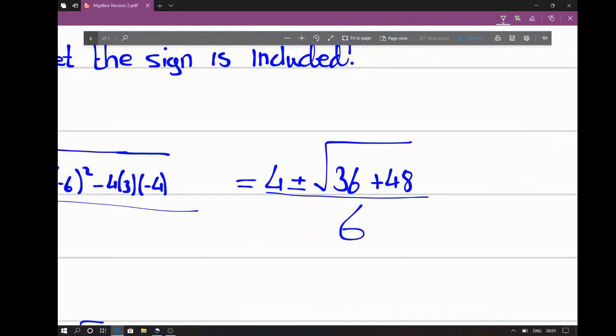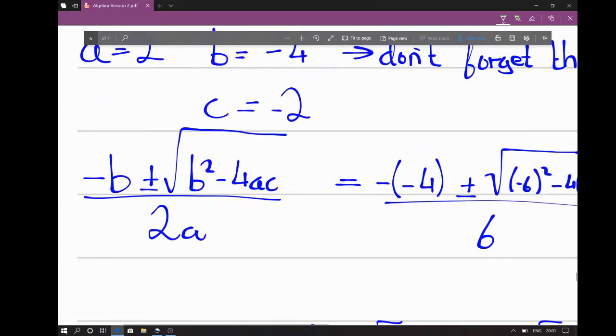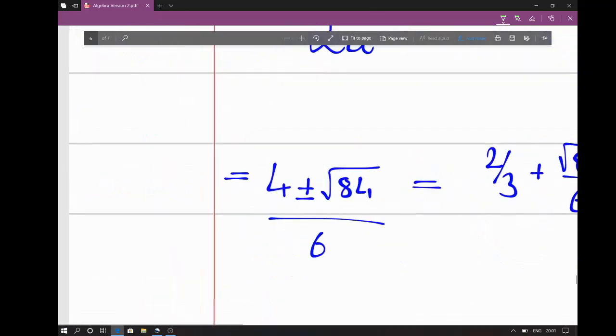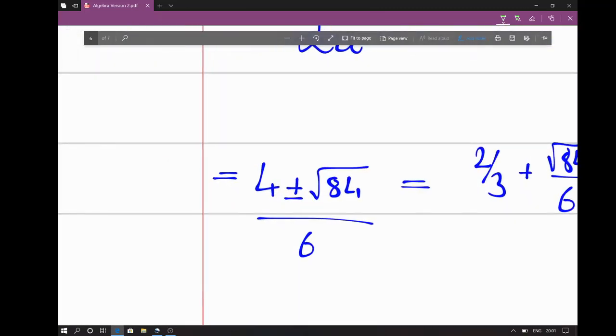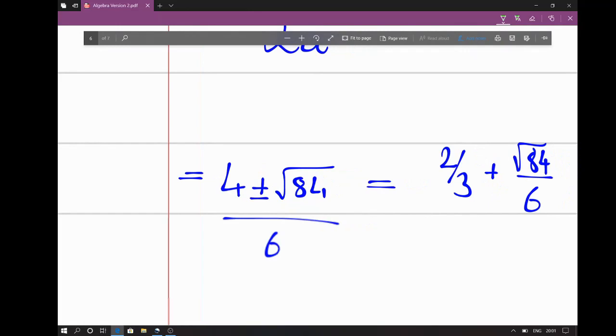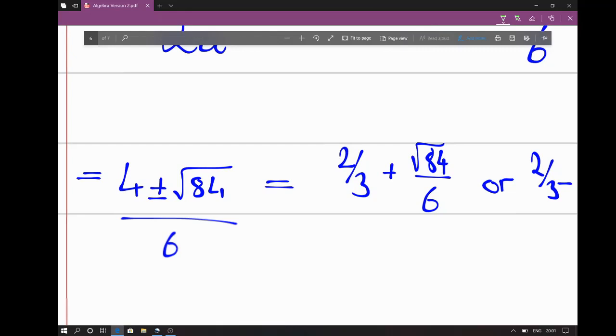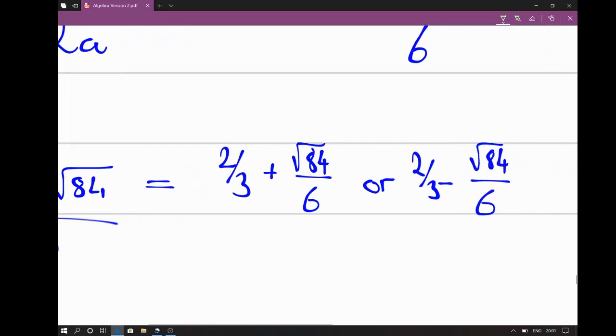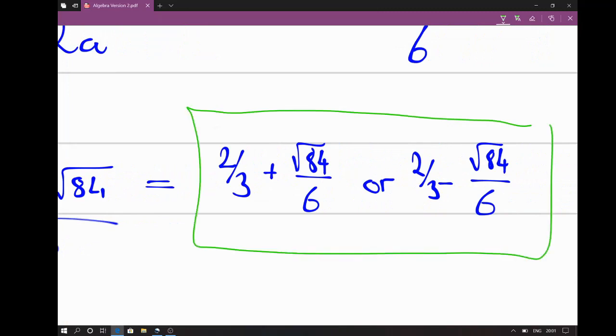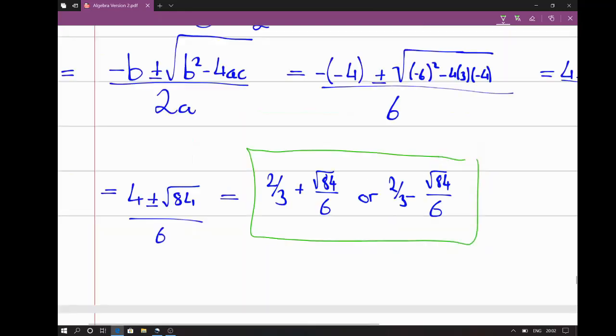Plugging this into your calculator, you're going to get that x equals 4 plus or minus root 84 over 6. You separate out the plus or minus, so you have 4 plus root 84 over 6, or 4 minus root 84 over 6, which then becomes these in the end. Place them into your calculator and write them as decimals to 2 decimal places, and you are done.